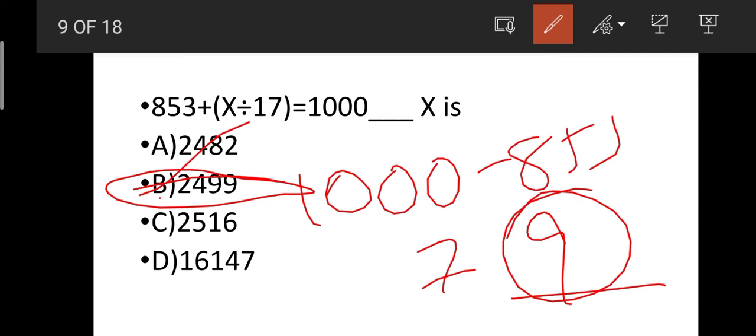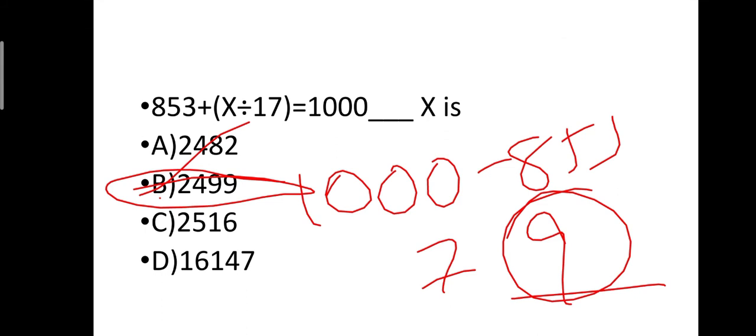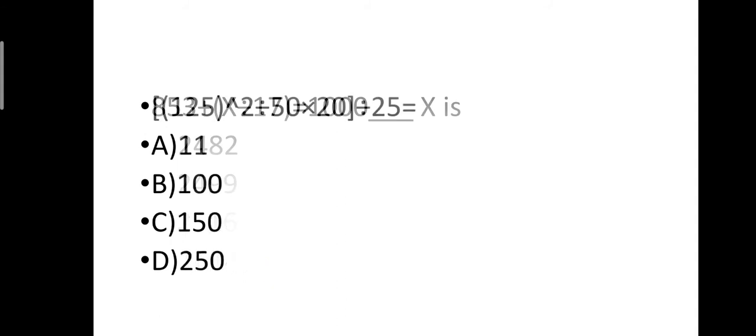Okay, I think you also understood this model. It is just 1000 minus 853. Your answer will be ending with 7, and as it is division this side, it becomes multiplication on the other side. So 17 into 7, the answer should be ending with 9. So we have only one option that is ending with 9, that is option B, 2499. Okay, friends, now we'll move into our next question.